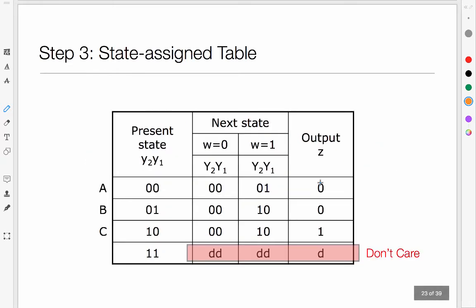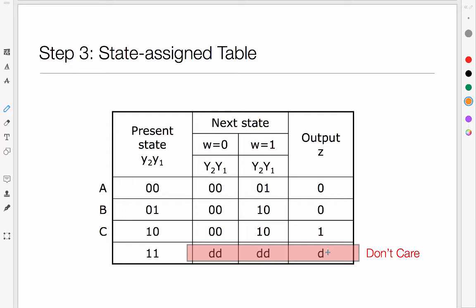Next thing, you assign bit patterns to these things. So in this particular case, we decided I have 3 states, 2 bits are sufficient, so I'm going to use 2 bits. And therefore, I make A to be 0, 0, B to be 0, 1, C to be 1, 0. What about 1, 1? Well, it's a don't care, because in context of my problem, that state never happens. So for that state, we don't really care what is the next state, and we don't really care what the output is, because that should not occur.